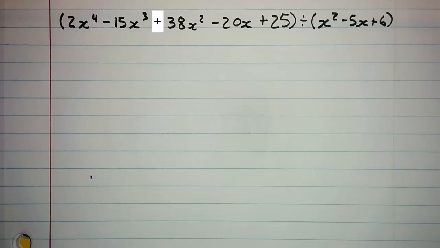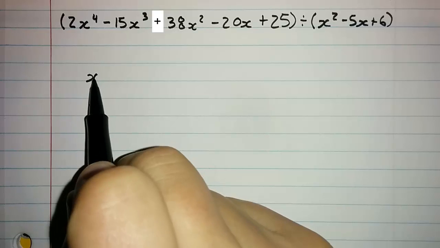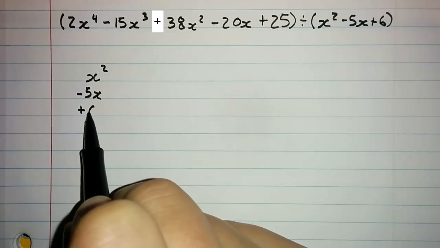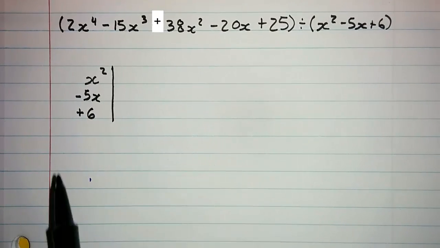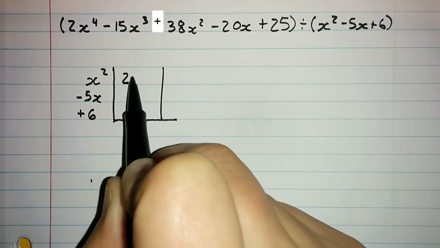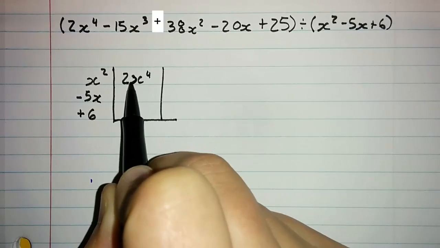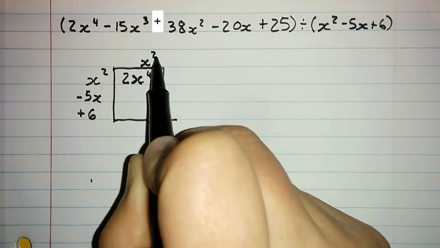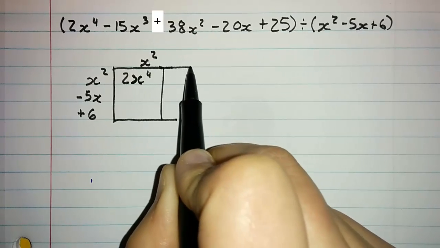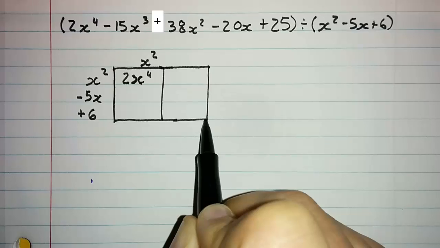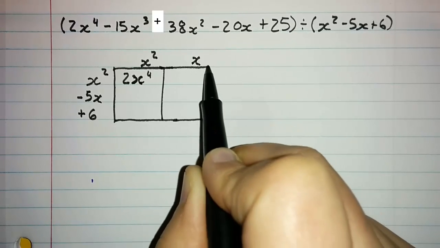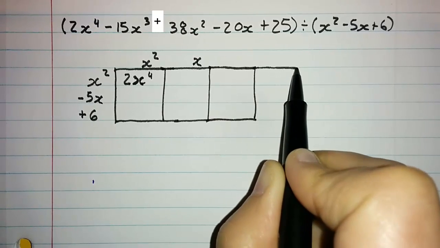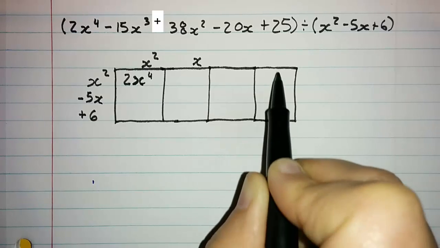Alright, so how shall I set this up? I'll have my x squared minus 5x plus 6 down the side. In this first box, I'll have a 2x to the 4th. X squared, I need to multiply by another x squared to get an x to the 4th. So across the top, I'll need an x squared, an x, a constant, and possibly a remainder.